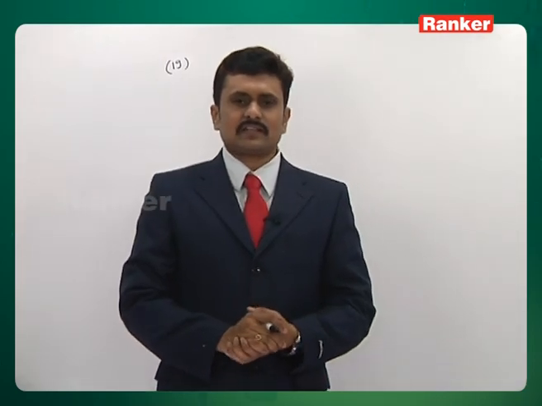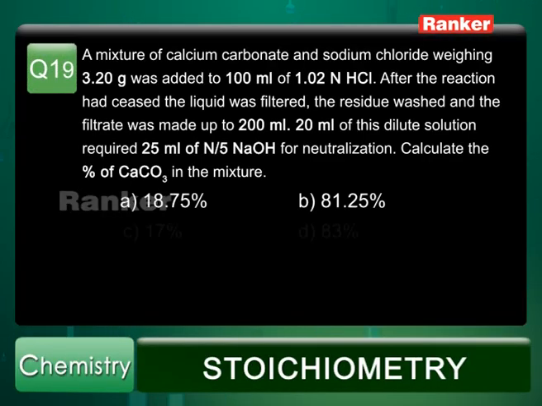We have a mixture of calcium carbonate and sodium chloride weighing 3.2 gram, added to 100 ml of 1.02 normal HCl. After the reaction had ceased, the liquid was filtered and the residue was washed and the filtrate was made up to 200 ml. 20 ml of this solution then required 25 ml of 0.2 normal NaOH for complete neutralization. Then you have been asked to find the weight percentage of CaCO3 in the mixture.